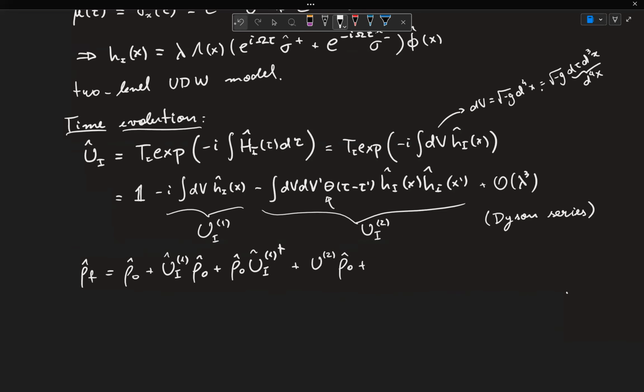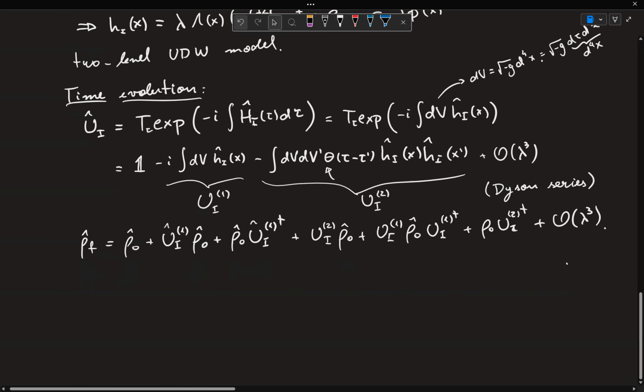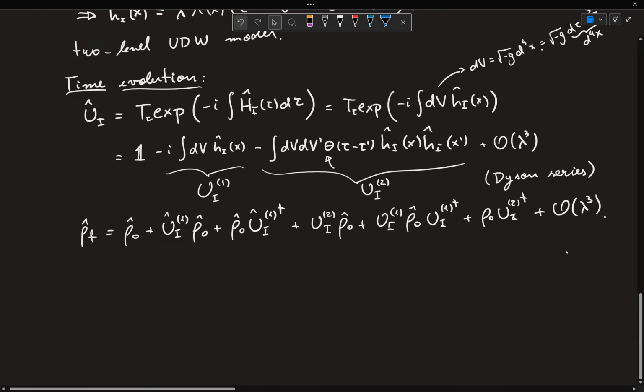So you're going to find a mixed term here on the U1 dagger, and you're going to find another term here, which is the U2 dagger, of order lambda cubed in principle. But what we're really interested in is not the final state of both the field and the detector, which means basically that we need to trace over the field in order to find the final state of the detector.